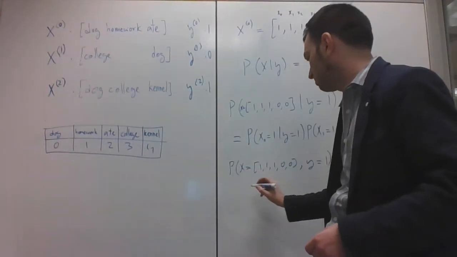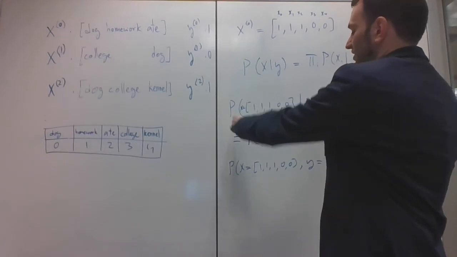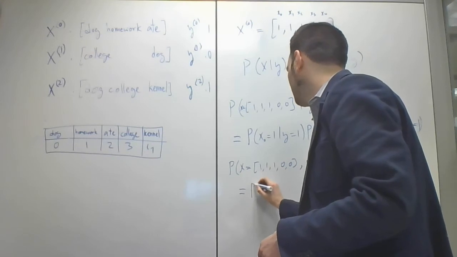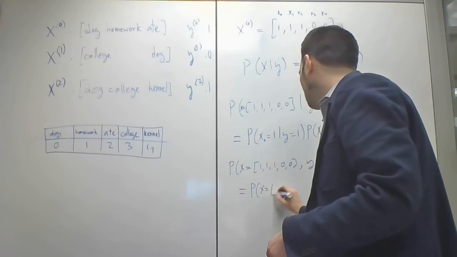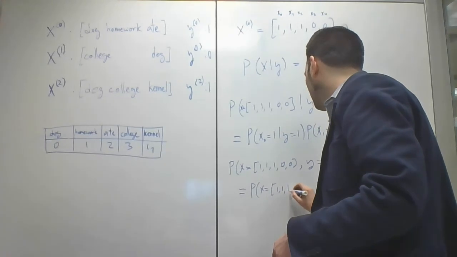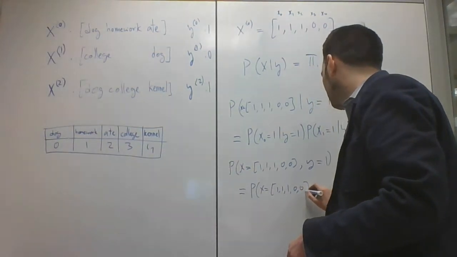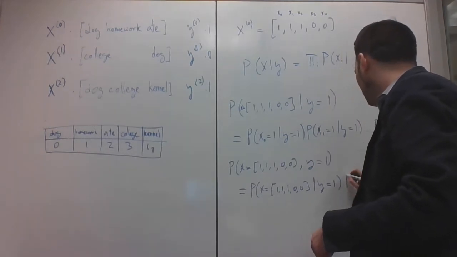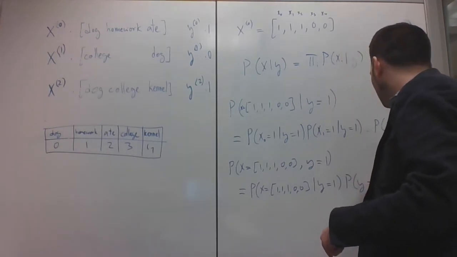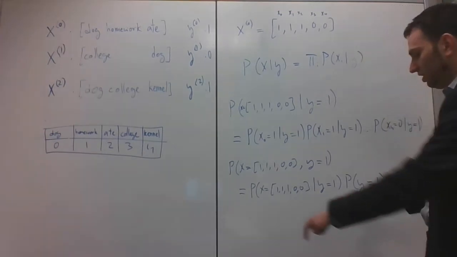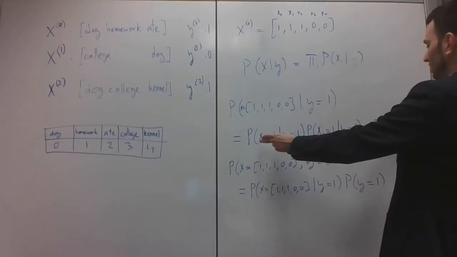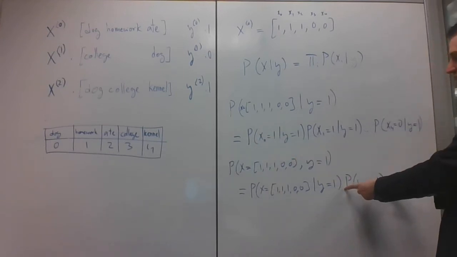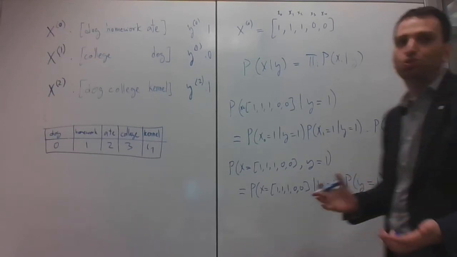Well, we already have this, so we can use it. We can say that that's just equal to the probability that x is equal to 1, 1, 1, 0, 0, given that y is equal to 1, times the probability that y is equal to 1. The first factor you can compute using this kind of product, and the second you can compute by looking at the probability that y is equal to 1.